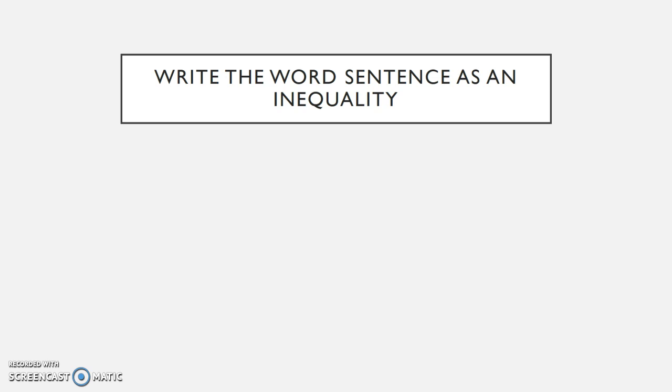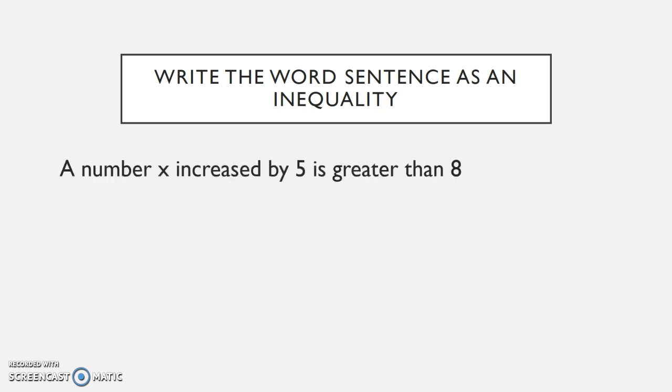So our first slide says to write the word sentence as an inequality. So here we're going to find the words and phrases that tell us the operation that's being done, as well as the inequality sign that's being used. So our first sentence says, a number x increased by 5 is greater than 8. So here I'm going to underline the phrase "increased by," and that tells us it's addition. And then we also have this phrase "greater than," and that's our inequality sign, the greater than symbol.